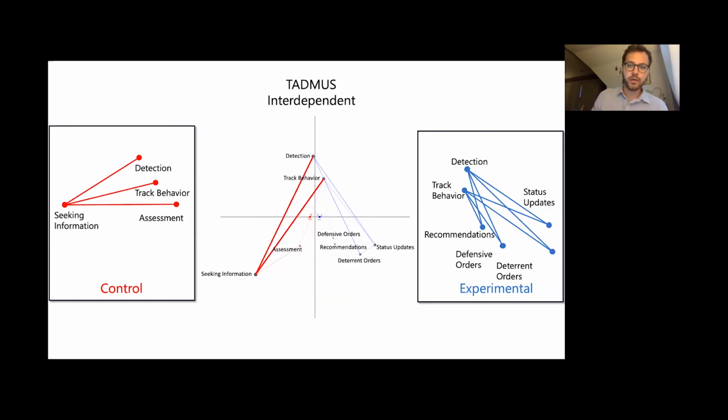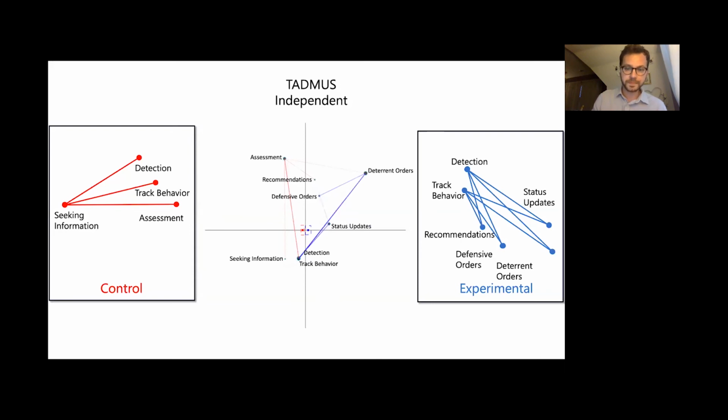If we do the same thing for the independent model, things move around a bit, but pieces of the story are the same, right? On the experimental side, we still see some of those connections between orders, recommendations, track behavior, and detection. But importantly, on the control condition side, we're missing a piece of the story. We're not seeing stronger connections between seeking information, detection, and track behavior for the control group. There's no line there, actually, which suggests that the model found no difference. So this independent model is missing a key conclusion of our qualitative analysis that we found before.